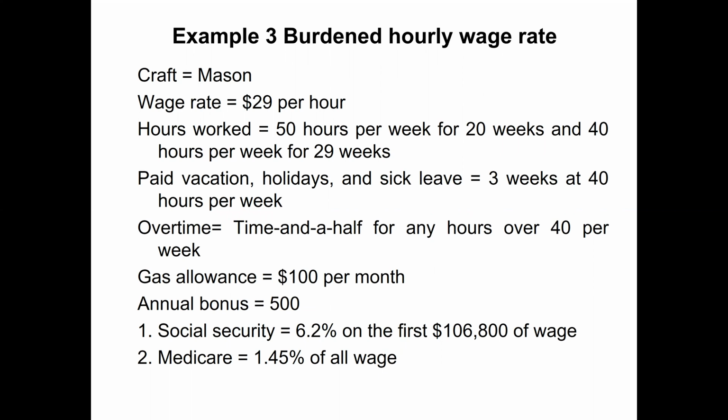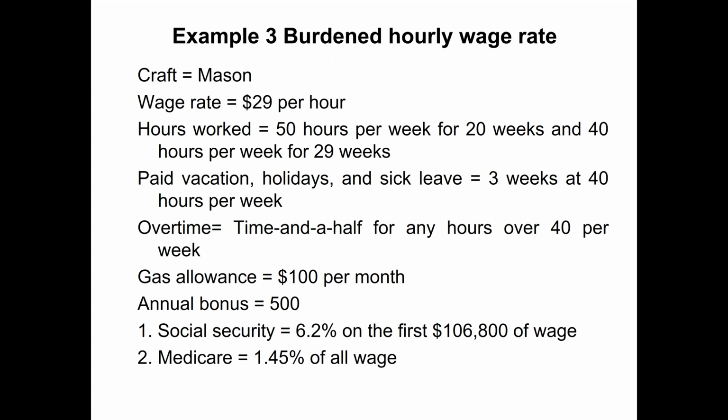Overtime is time and a half for any hours over 40 hours per week. If a person works 8 hours a day, 5 days a week, that means 40 hours per week is the normal working hours. If the person works more than that, the extra hours will be paid as overtime, and the overtime rate will be 1.5 times the normal rate. Like here, this person worked 50 hours per week for 20 weeks. It means for 20 weeks, this person was working 10 hours more per week, which is 2 hours per day, extra time over 40 hours.